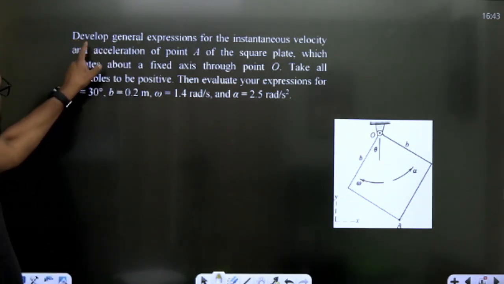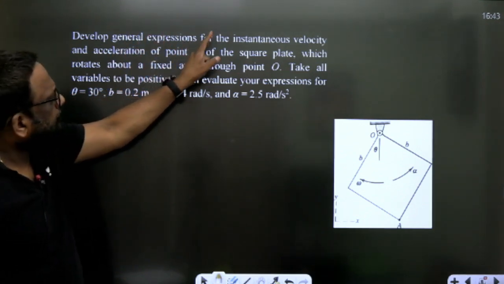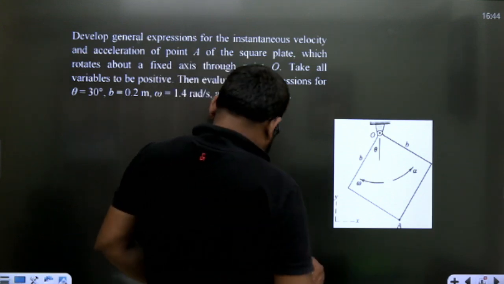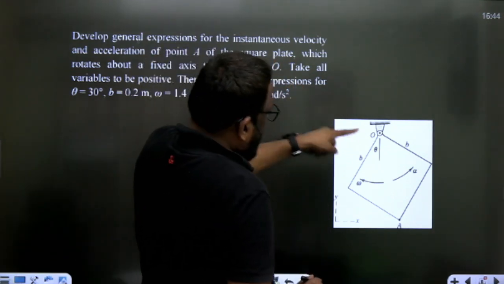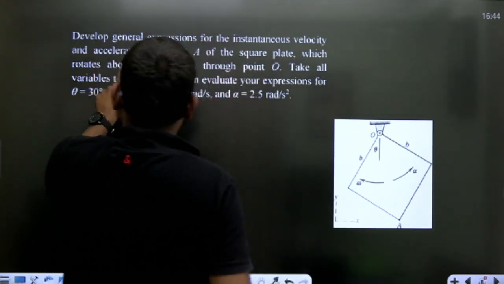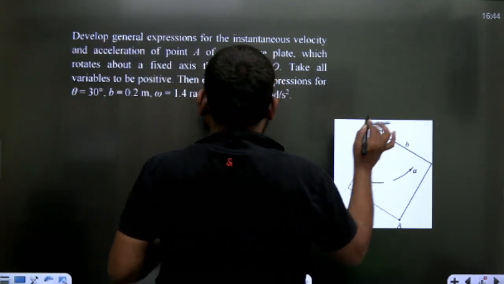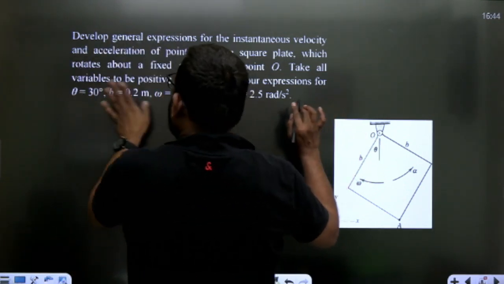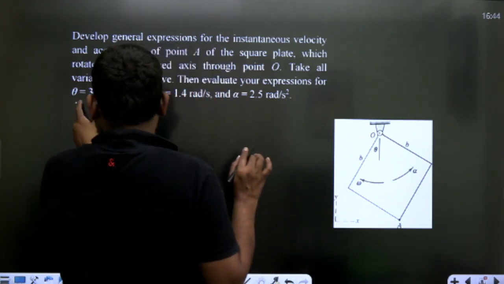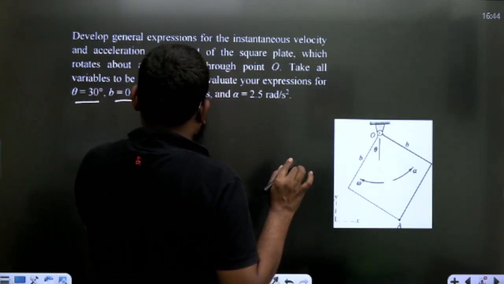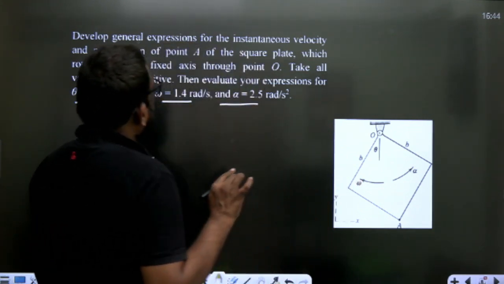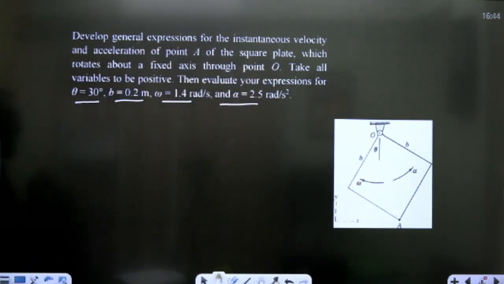Now, develop general expressions for the instantaneous velocity and acceleration of point A of the square plate. There is a square plate which rotates about a fixed axis, this is the fixed axis, through point O. Take all variables to be positive. Then evaluate your expressions for theta is equal to 30, b is 0.2 and omega is 1.4, and alpha is... what did it say? Velocity and acceleration are asked.